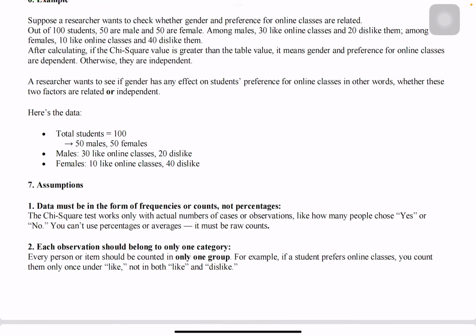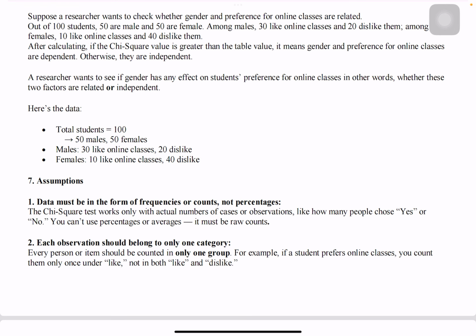A researcher wants to see if gender has any effect on student performance for online classes. In other words, whether these two factors are related or independent. Here is the data: total students 100, 50 males, 50 females. Males: 30 like online classes, 20 dislike. Females: 10 like online classes, 40 dislike.